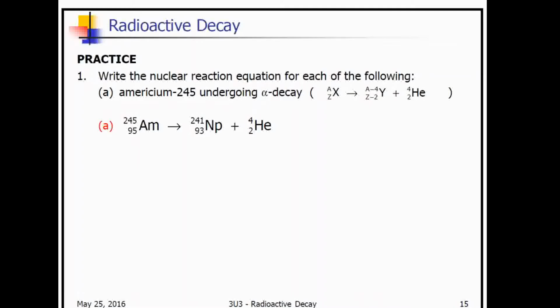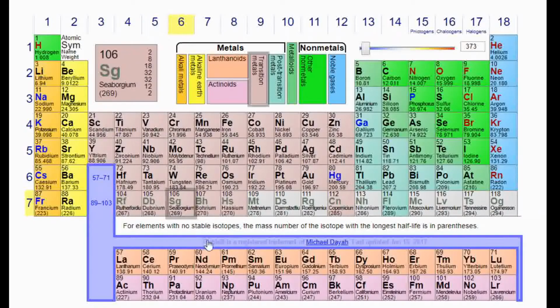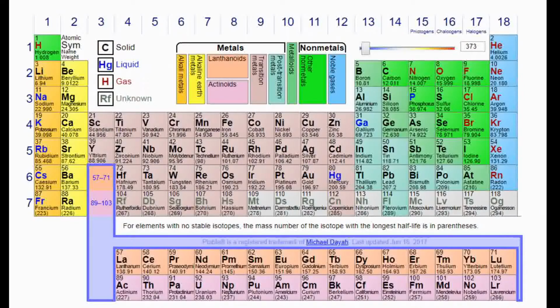Then you would have to go to the periodic table and look, where's my 93? 93 is this element over here. It's neptunium. And then for neptunium, I can write down the Np, the symbol, and then I write my alpha particle, which is the plus 4,2 helium.